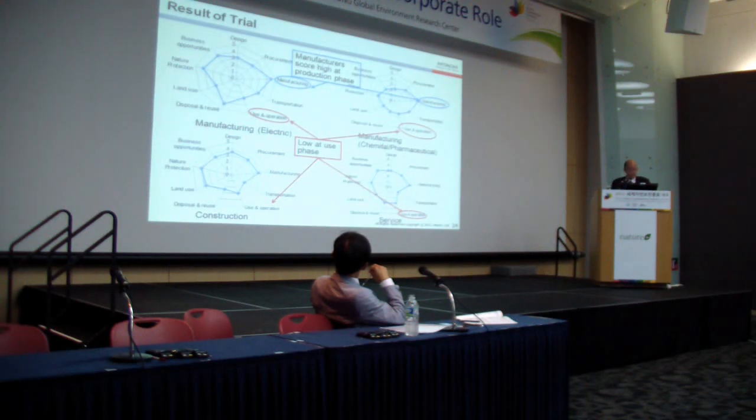So I think that, in a sense, this radial chart can be useful for them to identify what area they should improve and what area they should be proud of.